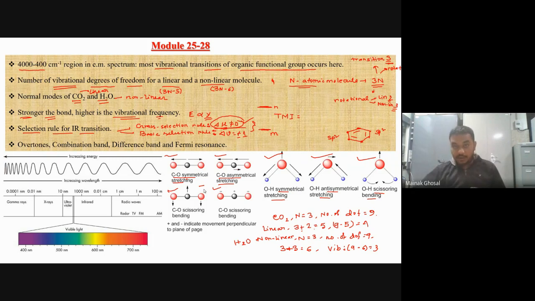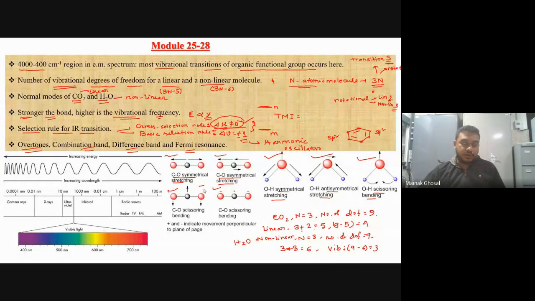But this is also what Prakash has said, this is only applicable for the harmonic oscillator approximation. If you go to the anharmonic oscillator approximation, delta V equal to plus minus 1, plus minus 2, plus minus 3, all are becoming allowed. Now, coming to these three or four different things: overtones, combination bands, difference bands, and Fermi resonance.